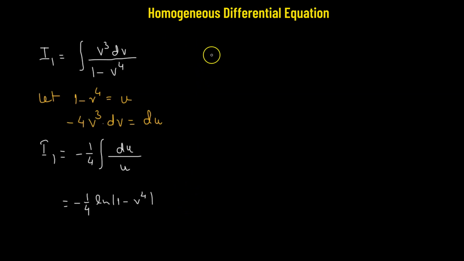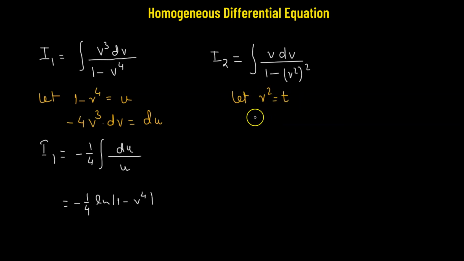Now let's come to the second integral. Our second integral is given by integration of v dv divided by (1 minus v squared) whole squared. So here we're going to make the substitution. Let's say v squared equals t. Differentiating both sides will give us v dv equals half dt, such that our integration converts to half times dt divided by (1 minus t squared).